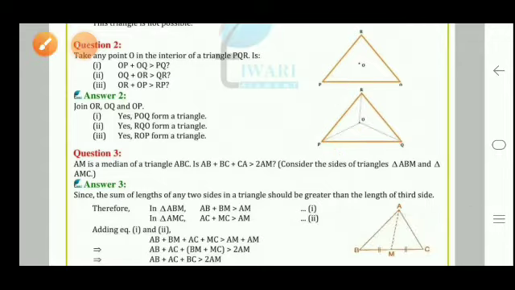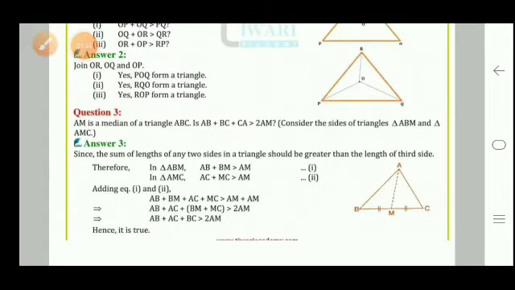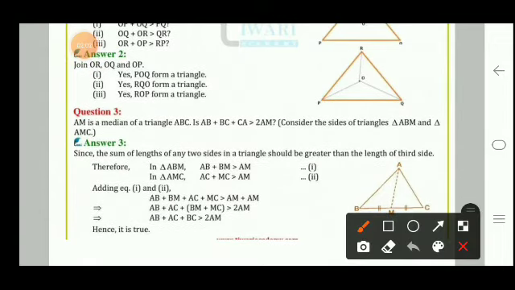Then looking at the third question, it is given here that AM is the median of a triangle. As we can see, AM is the median of a triangle, which means BM is equal to MC. So we have to show that AB plus BC plus AC is greater than twice AM.